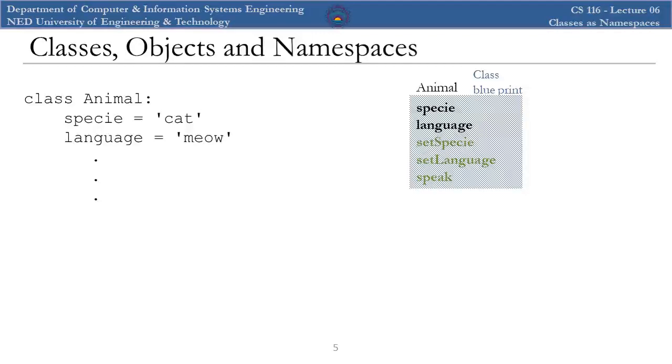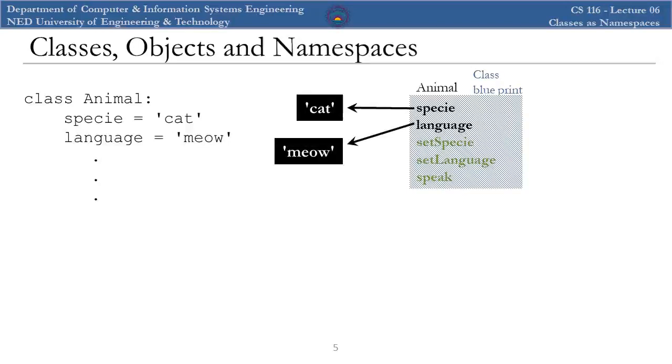Now the problem here, in fact not the problem here, but Python enforces you to initialize these attributes. You simply cannot write the attributes species and language without initializing them in a class. So these cat and mew, they are actually string type objects. So your system will create these objects in memory, right? And then these objects will be linked to these 2 variable names, species and language, which are actually the attributes of our class. So this is the scene when you define a class.